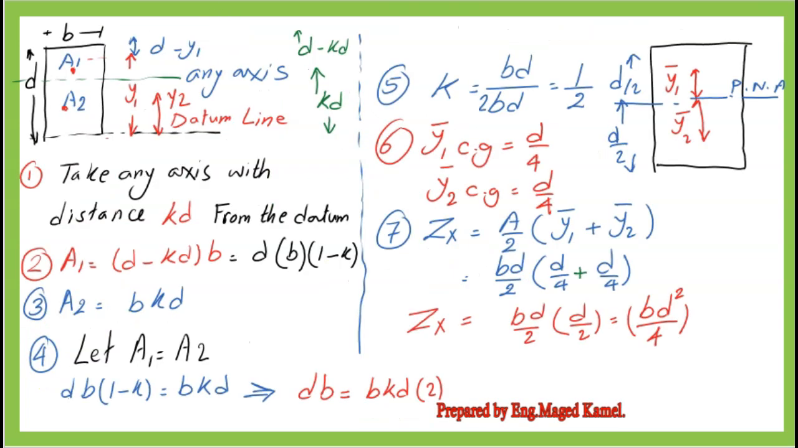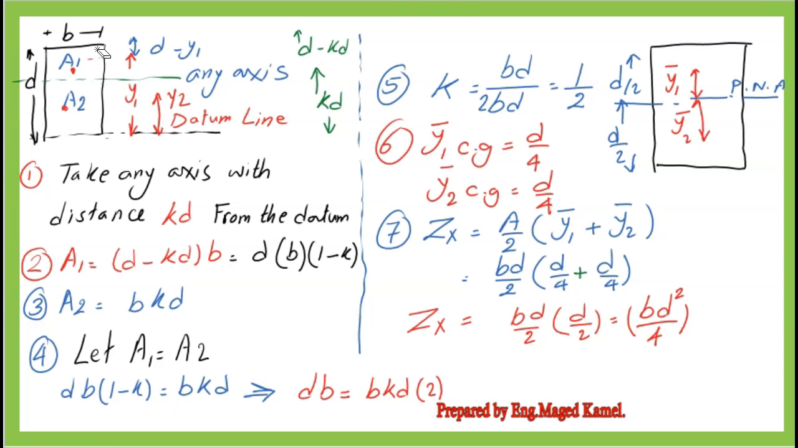For the plastic section modulus Z of x of a rectangular shape, in step 1, let a datum line pass by the lower base. Consider another axis located at a distance of KD from the lower datum line. This axis will have a distance from the upper fiber equal to D minus KD. Step 2, estimate the area A1. Let A1 be the area enclosed by the upper datum axis and the top side of the rectangle.